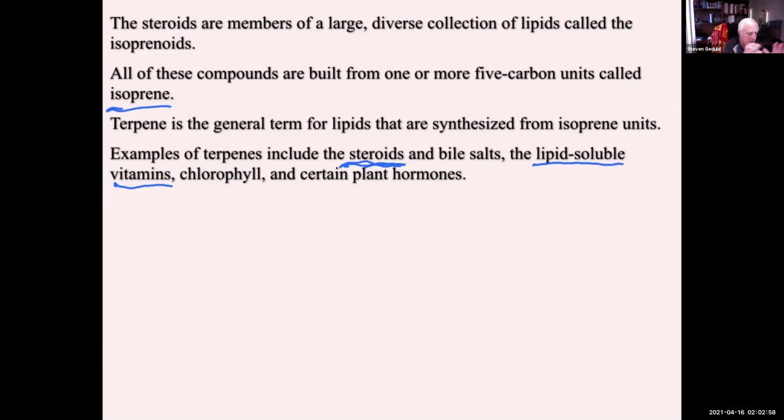Okay, because when you think about it, it makes sense. Water-soluble vitamins are just going to flow right out. Lipid-soluble are going to be stored in your body. They store in the lipids.